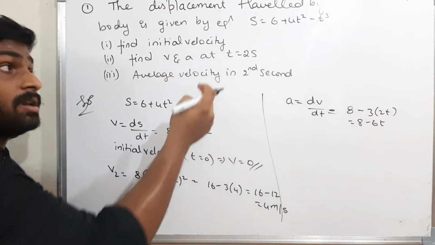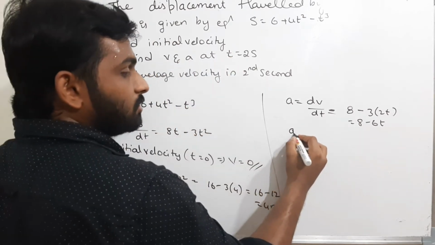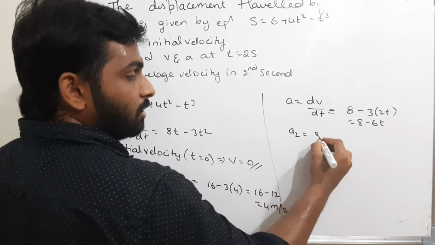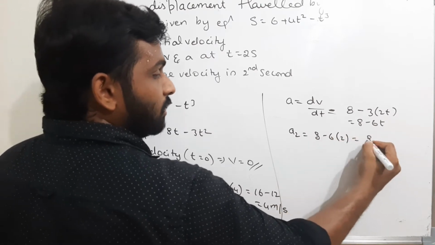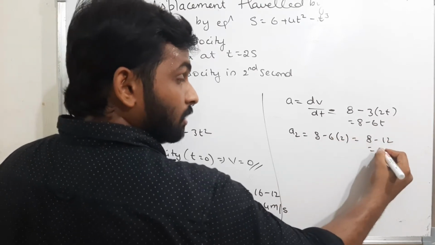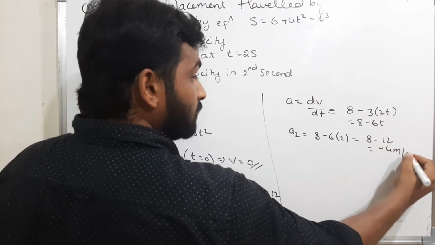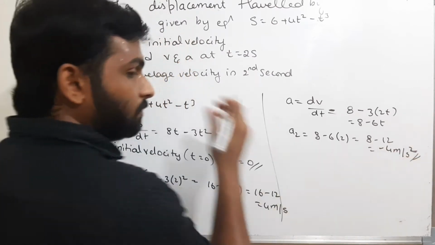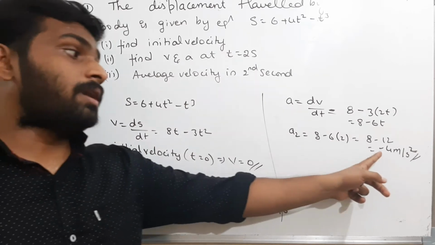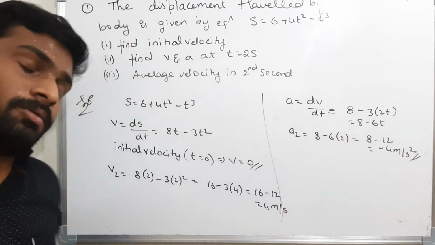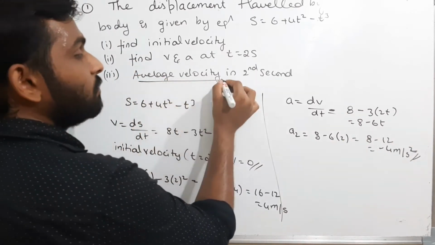Now they want to find the acceleration at 2 seconds. Therefore, acceleration at 2 seconds is, keep t is equal to 2 here. 8 minus 6 into 2. How much? 8 minus 12. That is minus 4 meters per second square. Therefore, the acceleration of the body at time t equal to 2 seconds is minus 4 meters per second square. Well and good. Okay. Now they told to find the average velocity in the second second.